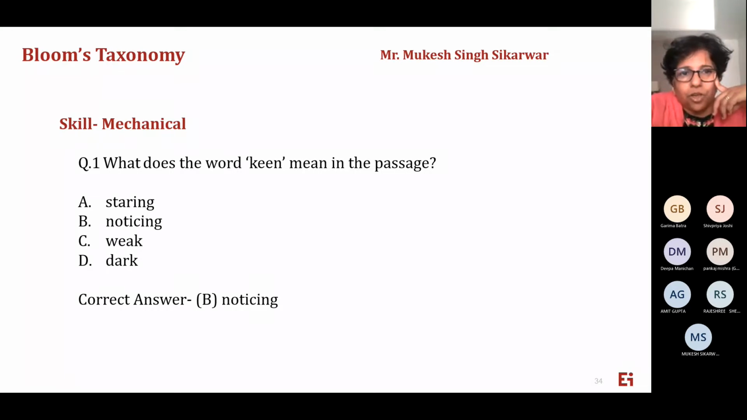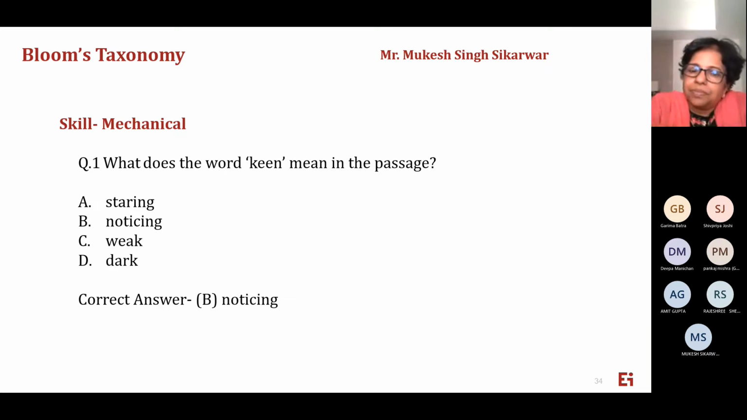Talking about the tagging to Bloom's taxonomy, Pankaj sir, do you agree that it is mechanical? Sure, ma'am, it's mechanical. But it depends on the situation and context also. It can include the category of understanding, and can also come in the domain of mechanical understanding. But out of the options given here, noticing is related to the word keen.